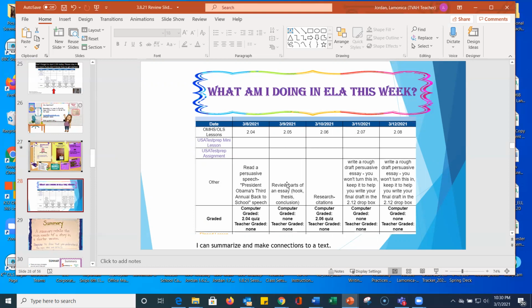And in the OLS, you were working on 2.05, where you learned about hook and lots of other stuff. I can't remember at the moment. I just did the recording on that lesson. You learned about hook and introductory paragraph and kind of how to set up your persuasive essay, and learned about refuting arguments. And there's no quiz attached to that, but information from the 2.05 could be found on what you're supposed to work on today, which is 2.06.